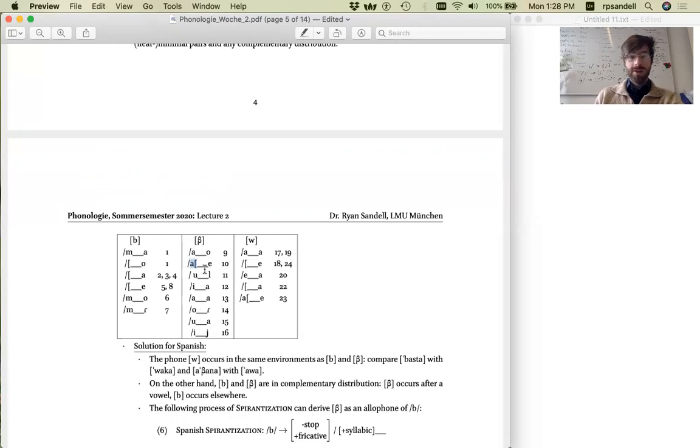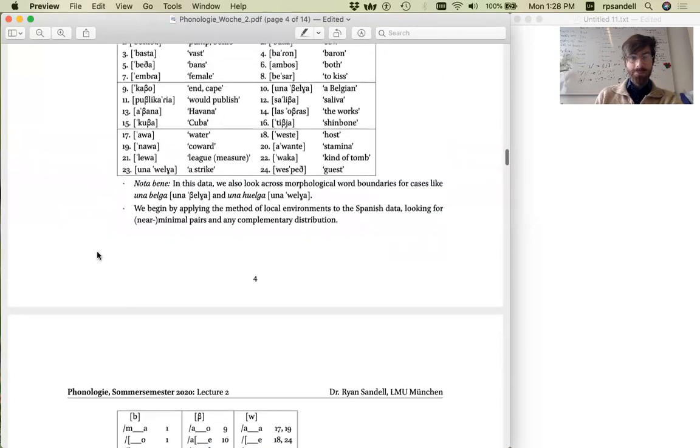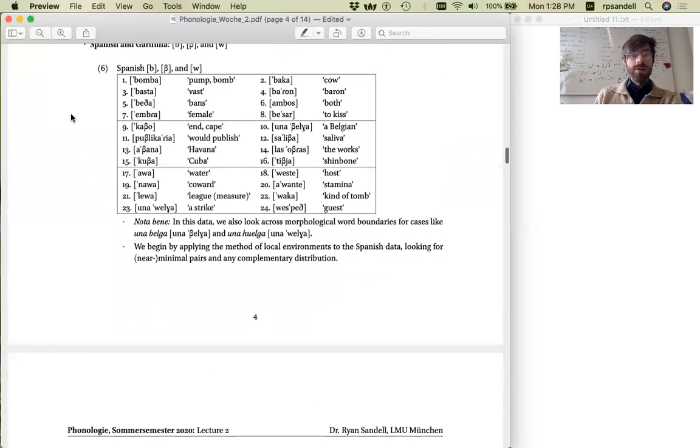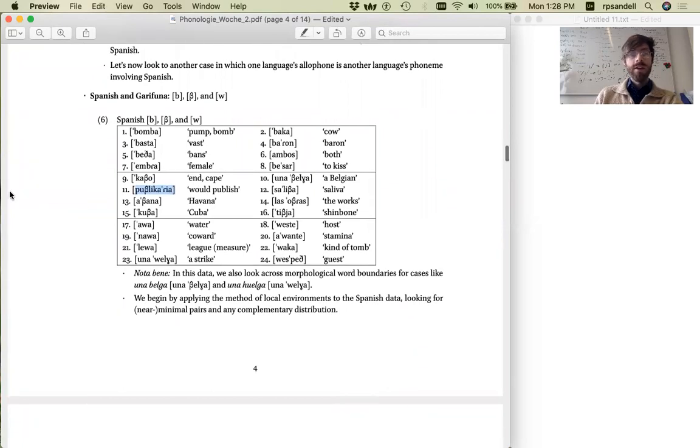As I said, I've marked the word boundary, for instance, in number 10, but we'll consider that a morphological word boundary and just ignore that. So this is important. This sound only occurs after vowels, and in most cases the following sound is a vowel, but it is at least a sonorant. So in data point number 11, the word publicaria, there we have a lateral following it.